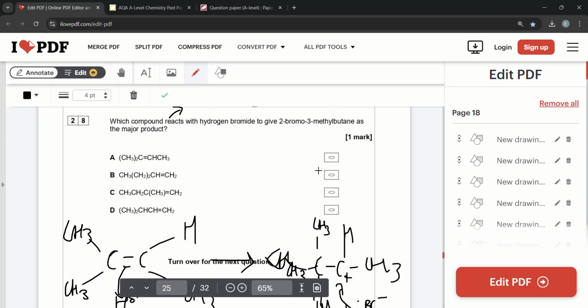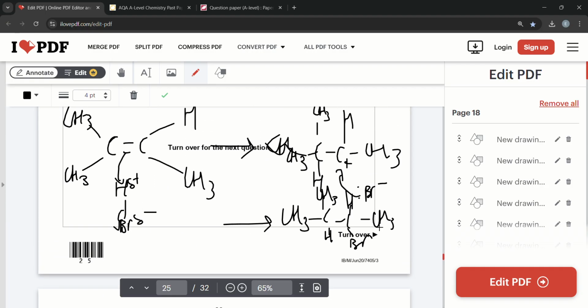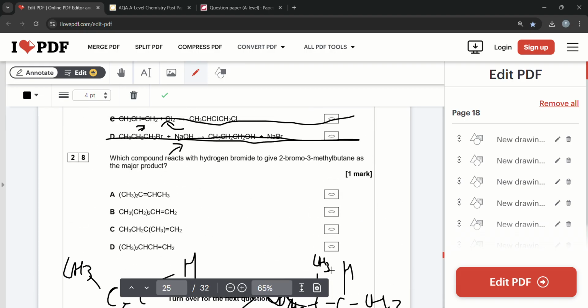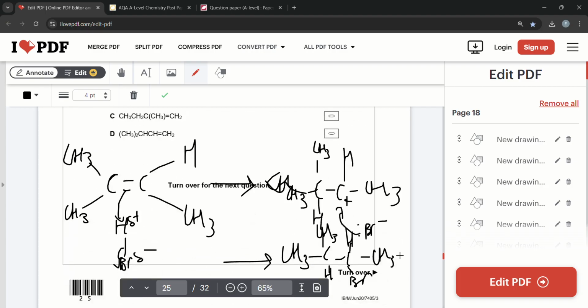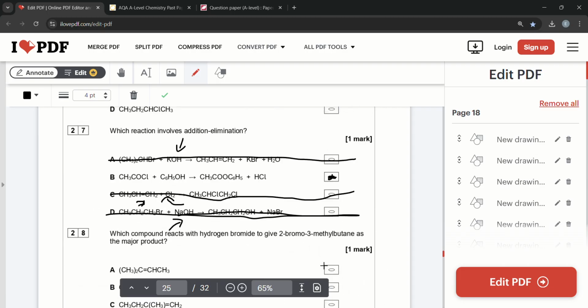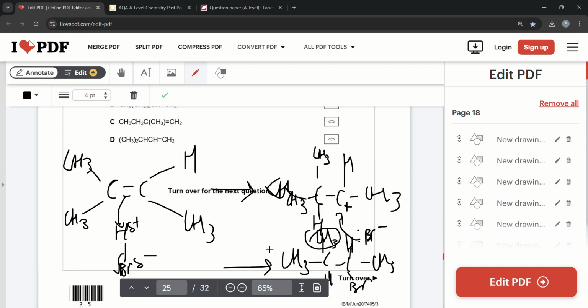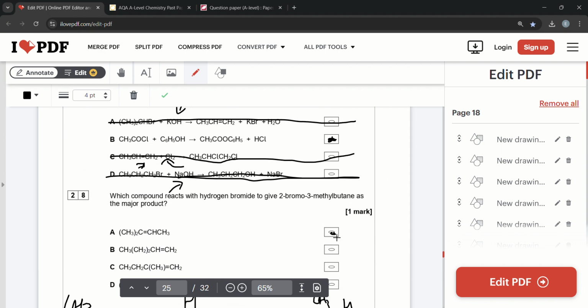What did we form? 2-bromo-3-methylbutane. Yeah, that's what we formed. 2-bromo-3-methylbutane. Methane, ethane, propane, butane. Yeah, the answer is A. Pretty sure. That is the end of the multiple choice questions.